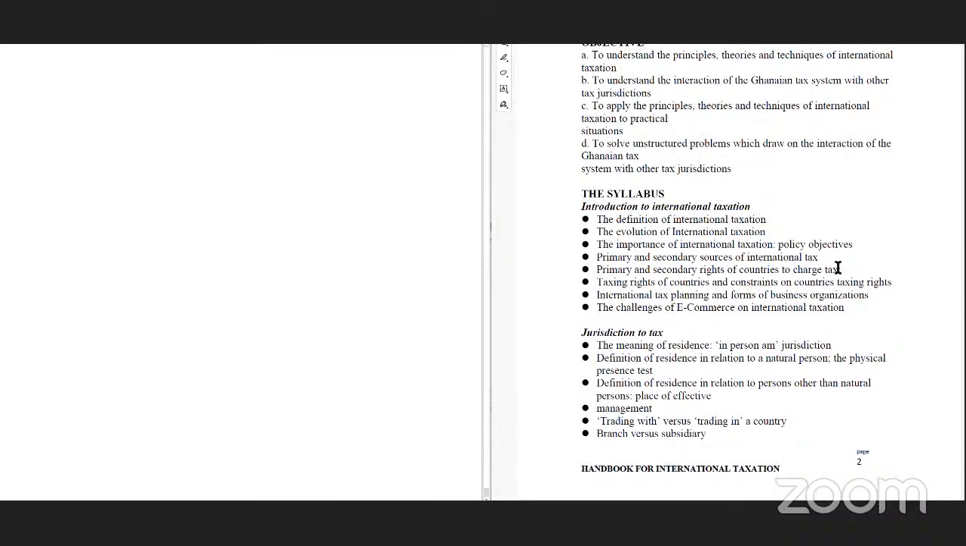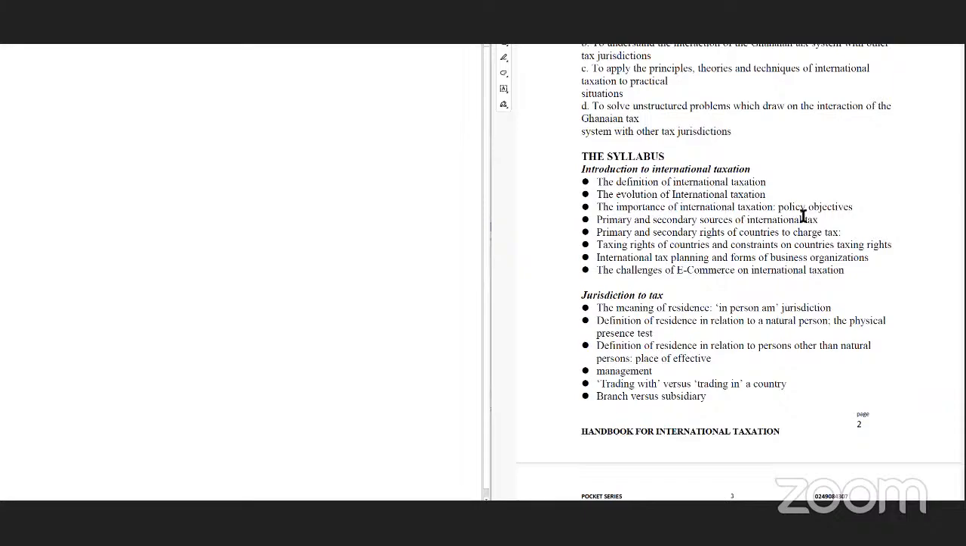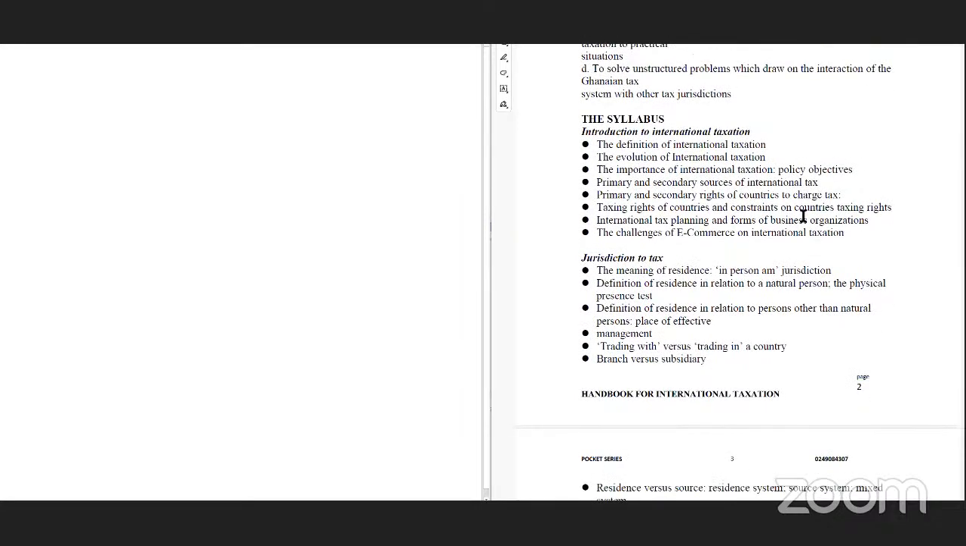So if you look at international taxation in a broader sense, okay, the syllabus introduces you to international taxation. What is international taxation? That is the definition of international tax, the evolution of international tax, how international tax came to be, the importance of international taxation, and what we call policy objectives. Now, every country has some, what do we call it? Some right to make its own laws, administer those laws, and take money from people. True or false?